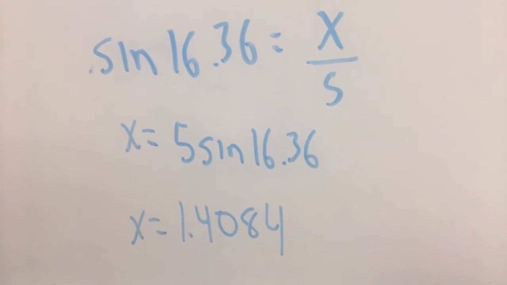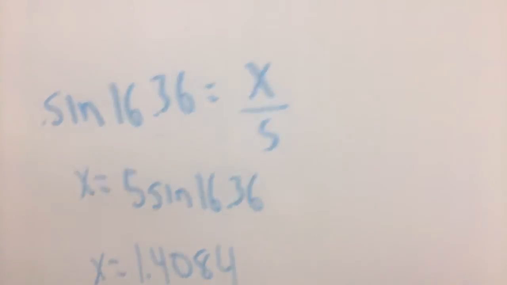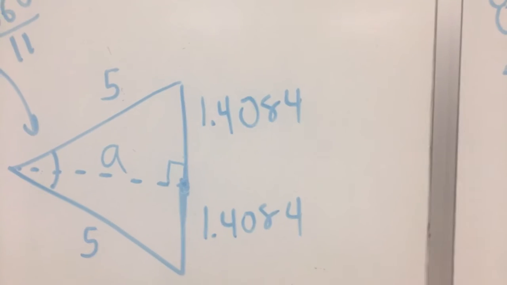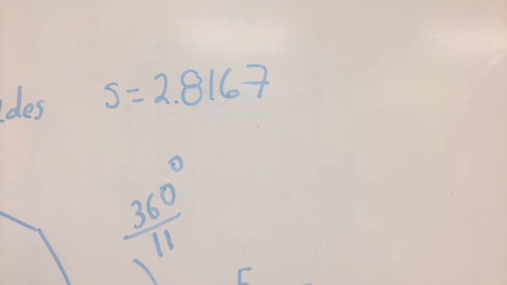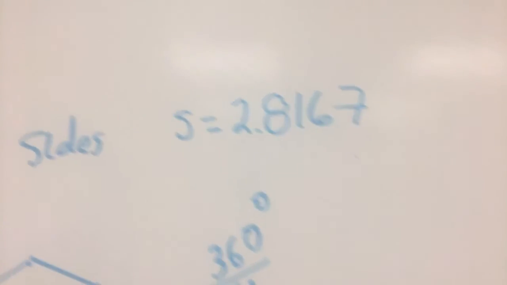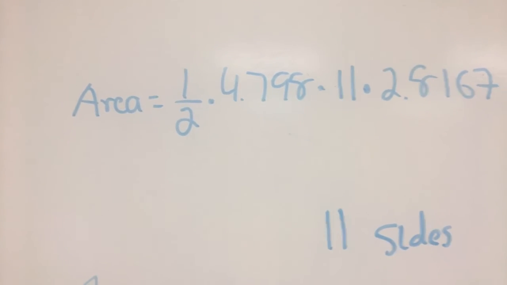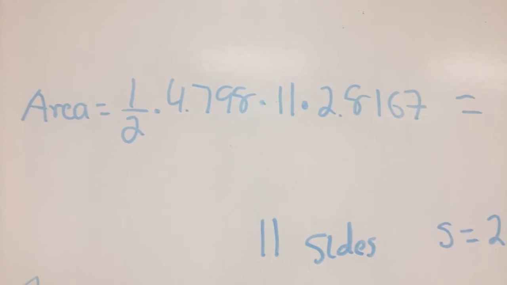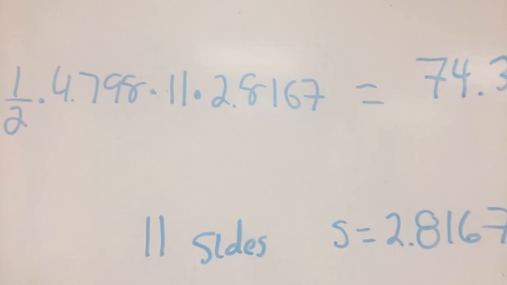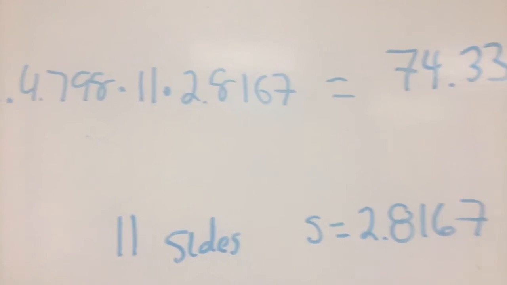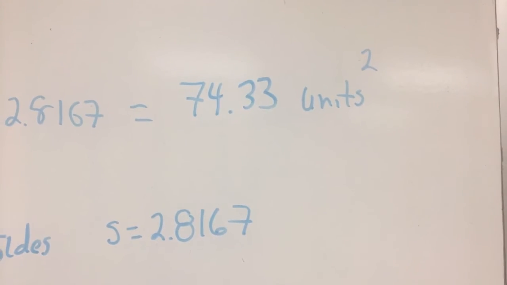Now, I can find the length of the side of my 11-sided regular polygon. If I double that, like that, okay, I have the length of my side at 2.8167, all right? Now I can find the area of my 11-sided regular polygon by taking 1/2 times the apothem, which happens to be 4.798, times 11, times the length of the side, 2.8167. You do all the arithmetic, and you get 74.33 square units, all right?